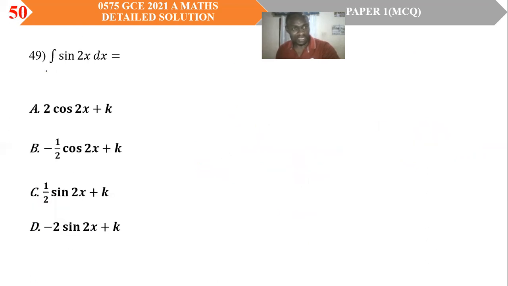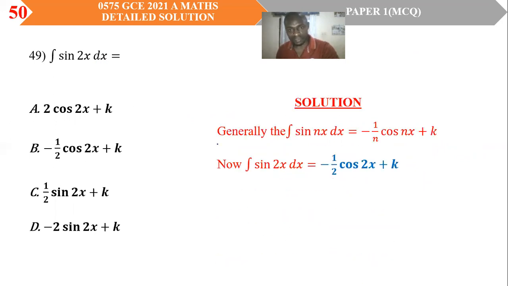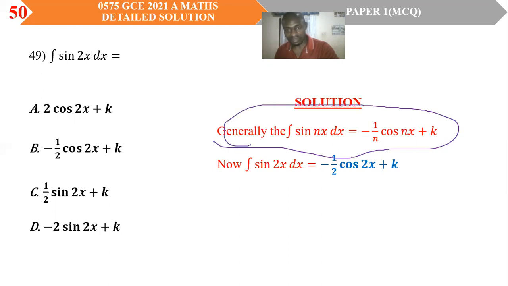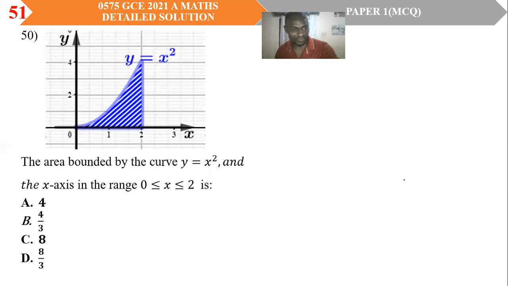Question 49. The integral of sine 2x dx is equal to, answer. Generally, the integral of sine nx dx is equal to negative 1 over n cos nx plus k. This is the formula for integrating the sine function. Now, for the integral of sine 2x dx, we have negative 1 over 2 cos 2x plus the integrating constant k. Answer B.